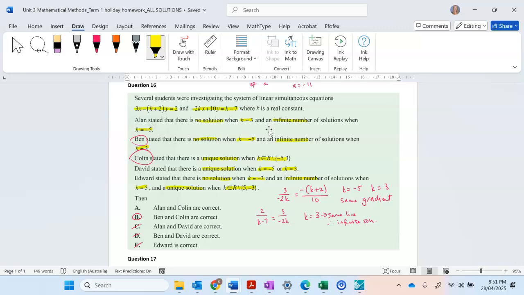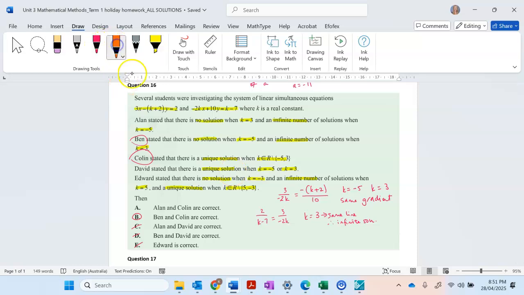Several students were investigating the system of linear simultaneous equations. We've got them here, and then you've got Alan, Ben, Colin, and David, so A, B, C, and D, who all think different things. We've got to see who is right. So don't worry too much about Alan, Ben, Colin, David, and Edward. Sorry, Edward, I didn't even notice you there. We'll just go straight ahead and solve.